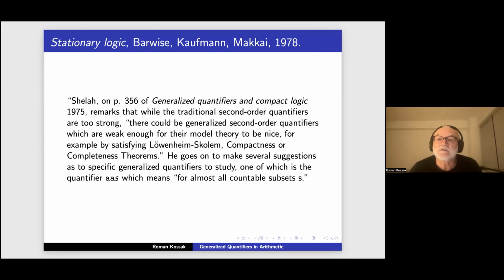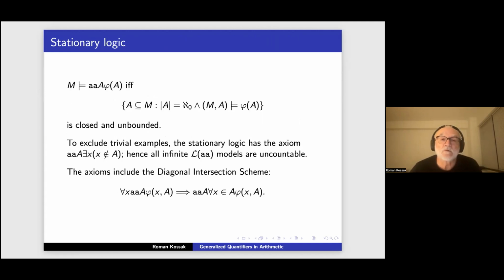He goes on to make several suggestions as to specific generalized quantifiers to study, and one of which is the quantifier aa S, which means for almost all countable subsets S. Subsets means subset of the domain of the structure. So here is a formal definition. So you have this quantifier aa S. So S ranges over countable subsets of a structure, and something holds for aa S many A's.